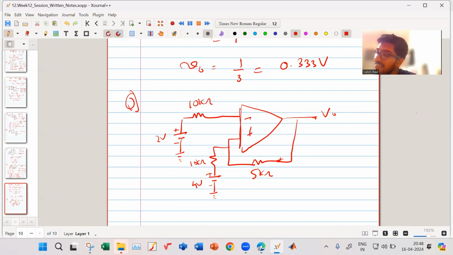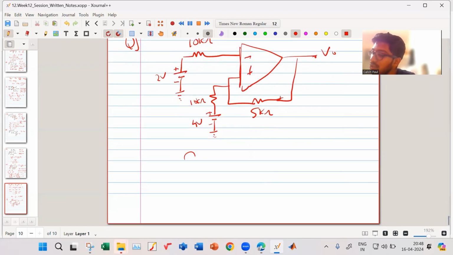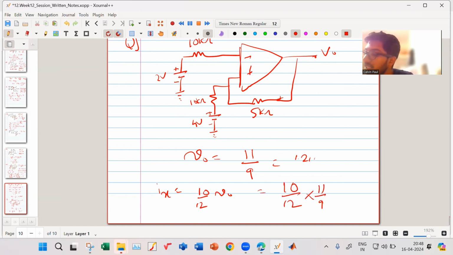Even if you are doing it correctly, I'll recommend this. Suppose you got V output is 11/9. Don't use a decimal like 1.211 and go on. Use 11/9. Next time you find your IX is 10/12 V output, then don't use 10/12 into 1.211. Use 10/12 into 11/9 and do the calculation. That's what I recommend, because when you use decimals, you're losing some accuracy.